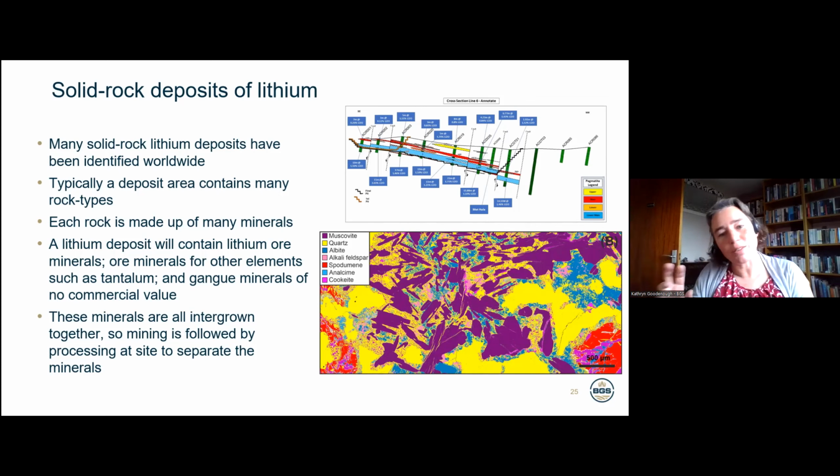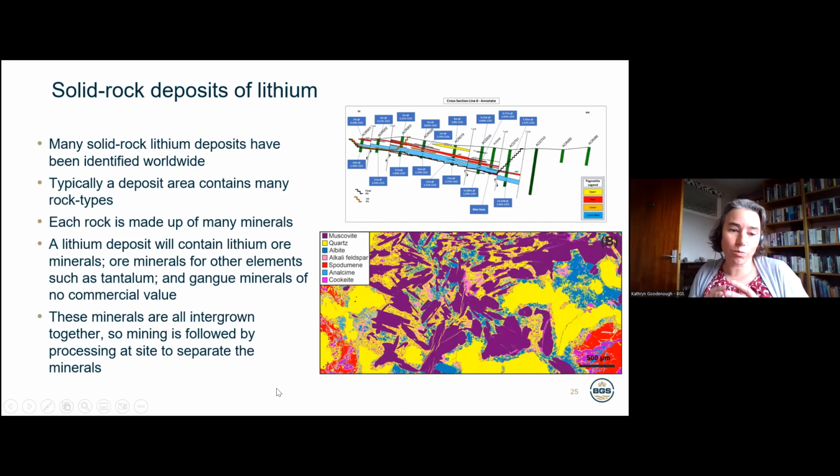And these minerals are all intergrown together. So that bottom right figure there is a map made with a scanning electron microscope. The little scale bar at the bottom is 500 microns, so about 0.5 millimeter. So this whole view is just a few millimeters across. And there's a whole range of different minerals in there. Purple is muscovite, yellow is quartz, blue is albite, so feldspar. The red there is the spodumene, that's your lithium ore mineral. The point is, it just shows you how many different minerals there are. Even the lithium ore mineral is not easy to get out on its own.